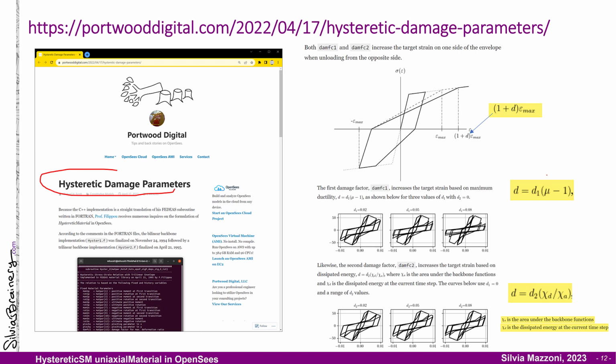And as I showed you before, this target displacement here in the reloading, well, this is the actual last maximum point. That would be where it's targeted to. What the damage parameters do is they shift the target maximum strain. And the shift is due to this factor D, which can be a function of ductility times damage parameter 1, or energy, which is damage parameter 2. So go and have a look at this blog that explains what these different damage parameters do. He also talks about the beta that I will show you afterwards.